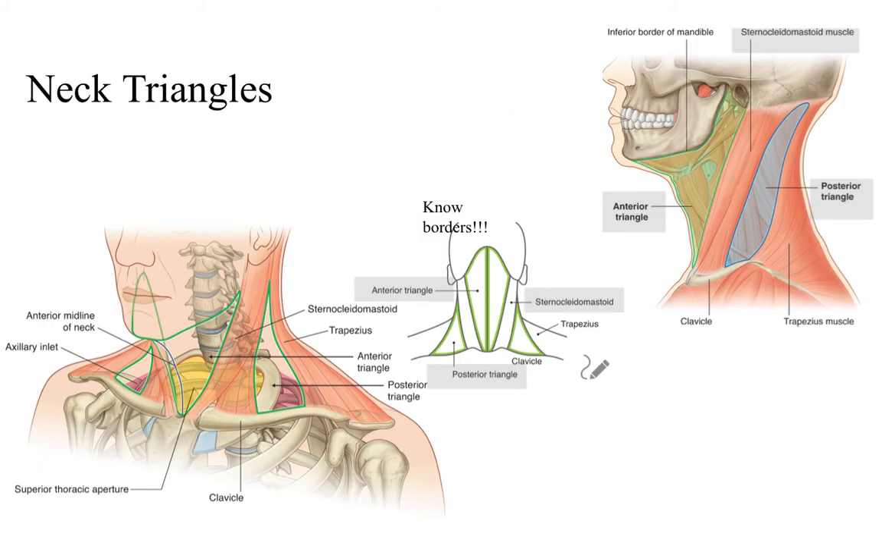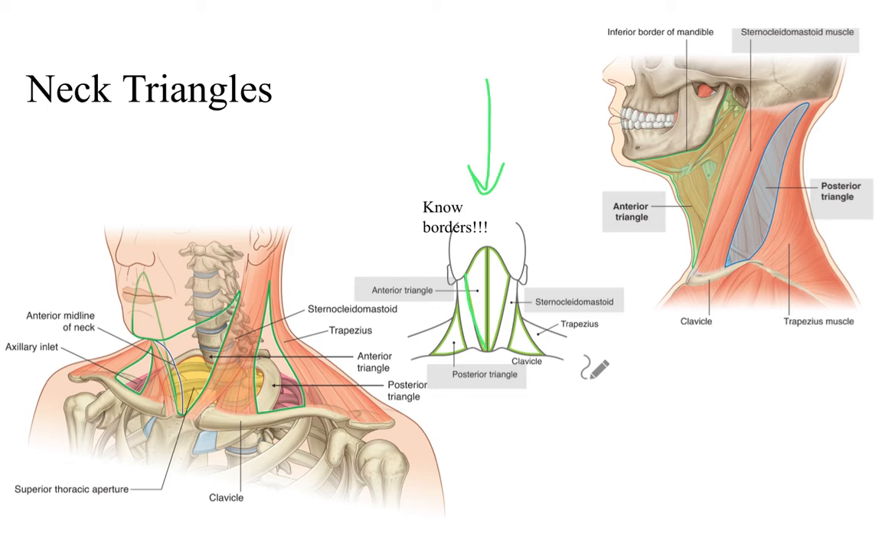Like we've seen in other places within the body, the neck also has triangles to it. So this picture right here is going to be really important because what you see is the neck with the head completely extended backwards. And so you're going to have triangles here.